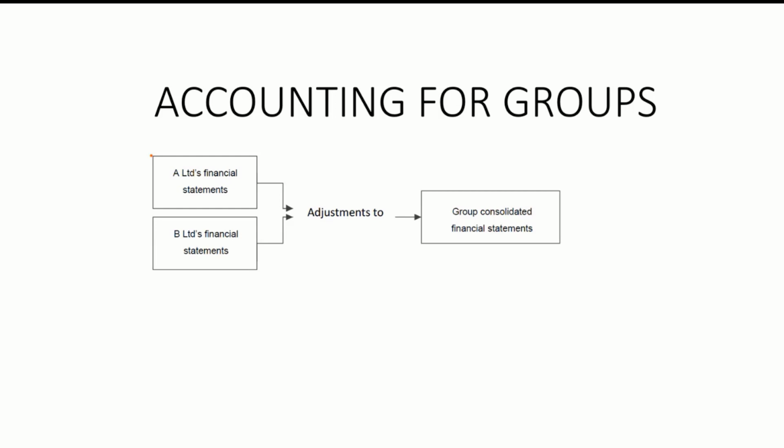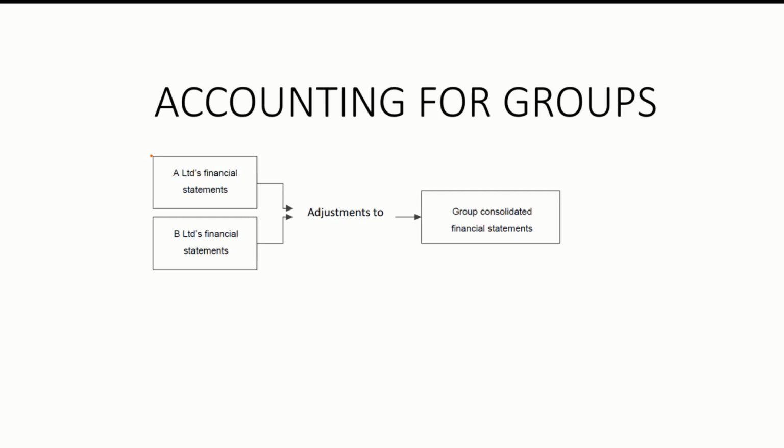Accounting for groups. How do we account for groups? It's very easy. You bring the financial statement of the parent entity. You bring the financial statement of the other entity. You join them together on a line-by-line basis. So basically, you add the income of company A to the income of company B. You add the accounts receivable of company A to the accounts receivable of company B. You add the inventory of company A to the inventory of company B. Everything that is on the financial statement, be it income, expenses, liabilities, assets, whatever, you add together on a line-by-line basis.